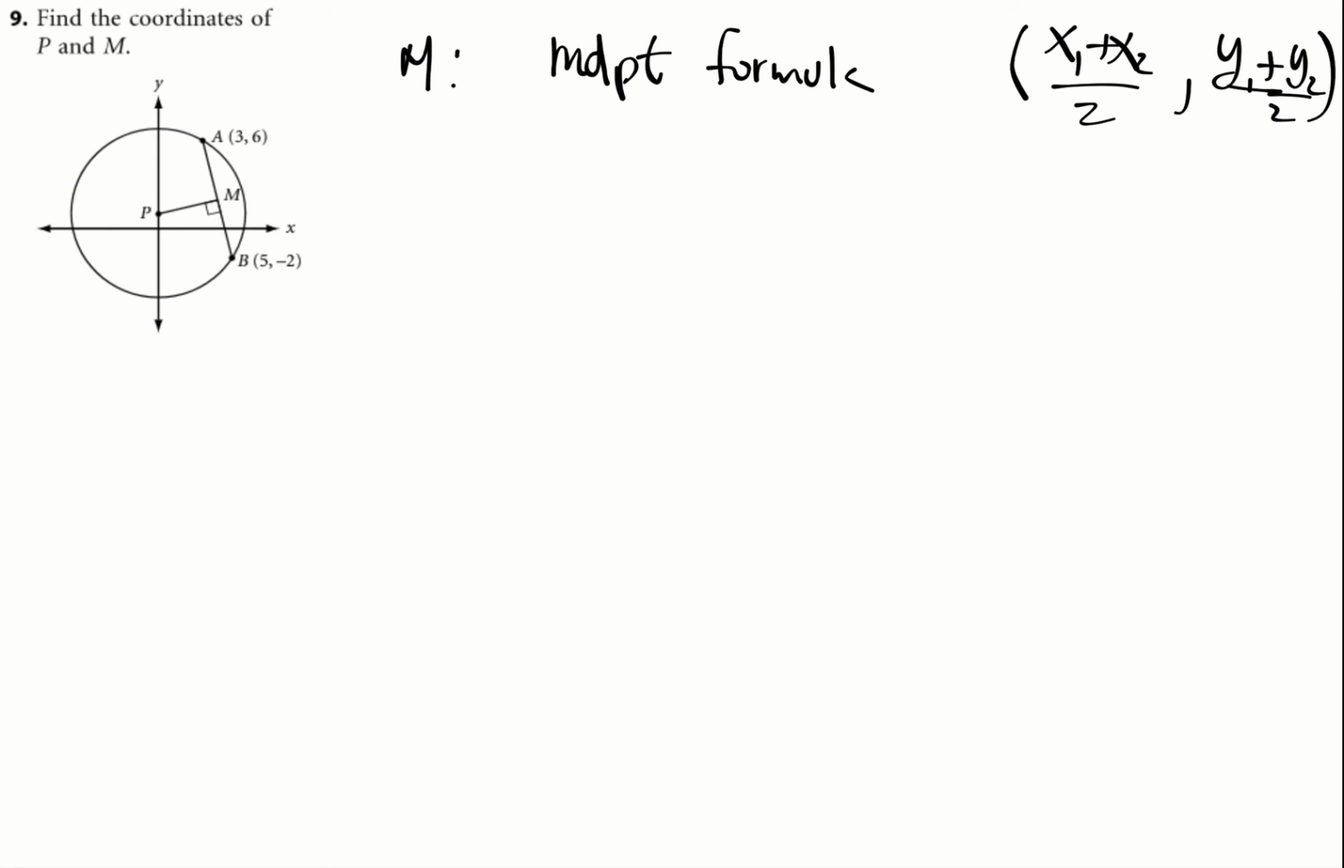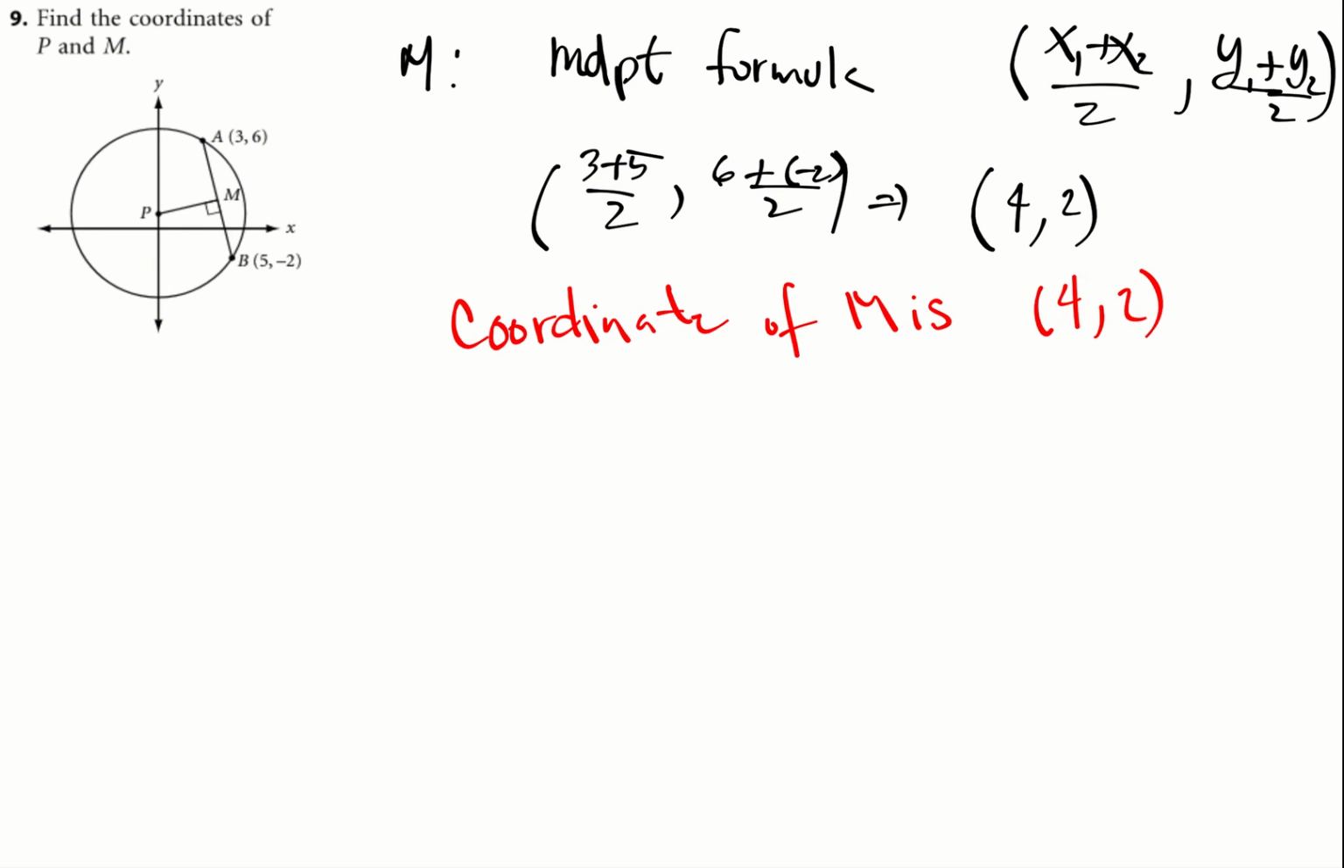As long as you stay consistent, it doesn't matter which one is x sub 1 and which one is x sub 2. The way it's written here, we have 3 plus 5 over 2, and then we have 6 plus a negative 2 over 2. That tells us that our midpoint M is at 4, 2. So we found the coordinates of M.